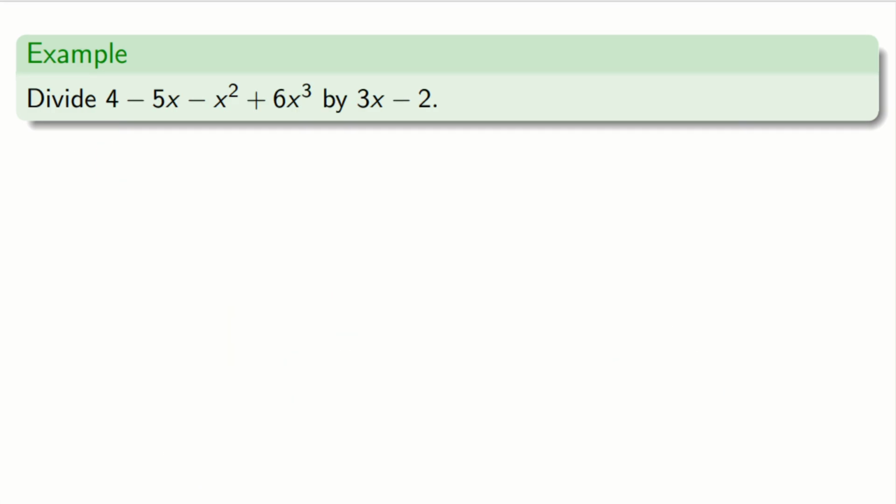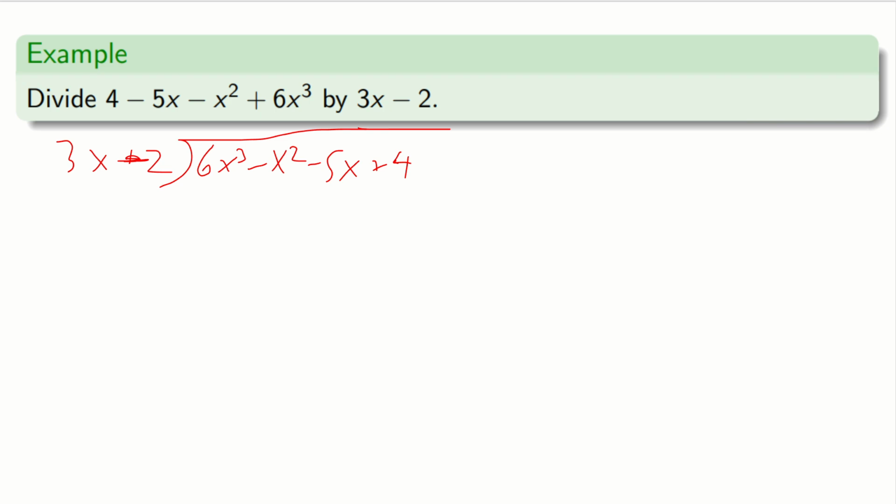All right, so now let's kick it up a notch. Okay, so we have 3x minus 2 divided by, and this is written in a weird way, but you could rewrite this in its decreasing order. So 6x cubed minus x squared minus x to the 5th plus 4. And so it's the same song and dance.